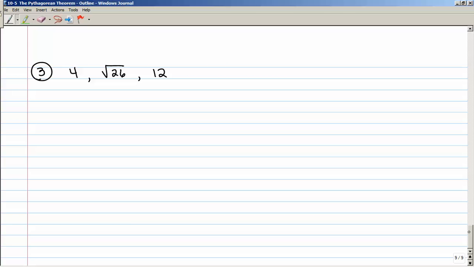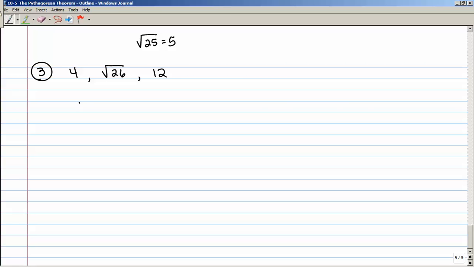And my last example, 4 and the square root of 26 and 12. Now, they're not always going to be lined up in order from the shortest to the longest lengths of the sides of a triangle. So you have to kind of get an idea of which one of these is going to be the longest. And the square root of 26, I don't know off the top of my head, but I do know that the square root of 25 is equal to 5. So the square root of 26 is probably just a little bit bigger than 5. Okay, so this is 4, this is a little bit more than 5, and 12, of course, is going to be the largest number.